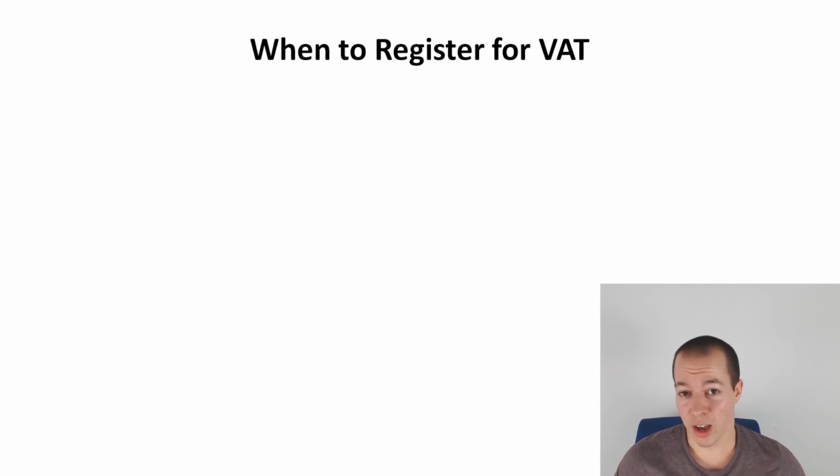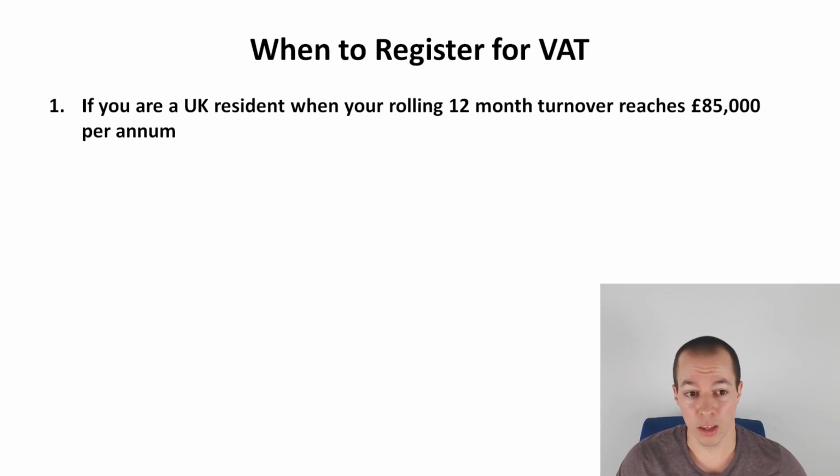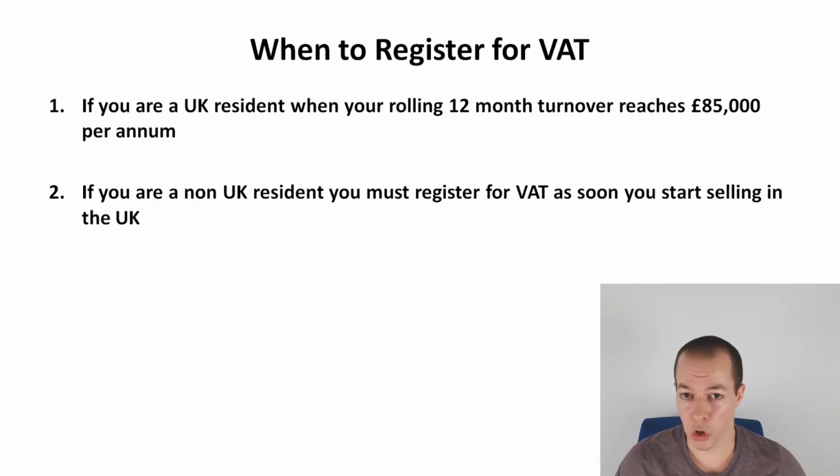So when do you have to register for VAT? Now in the UK, the threshold is £85,000. So if you hit that in any 12-month rolling period, you have to become VAT registered. If you're a non-UK resident selling in the UK and your stock is held in the UK, then you have to become registered day one, and you have to be registered as soon as you start selling on Amazon. And that applies in reverse.